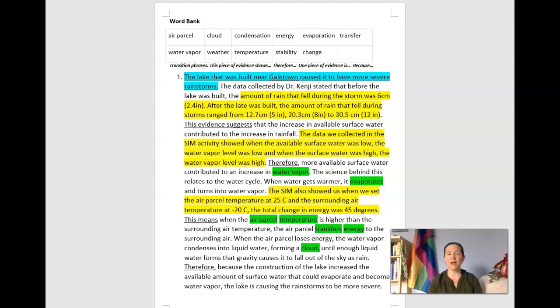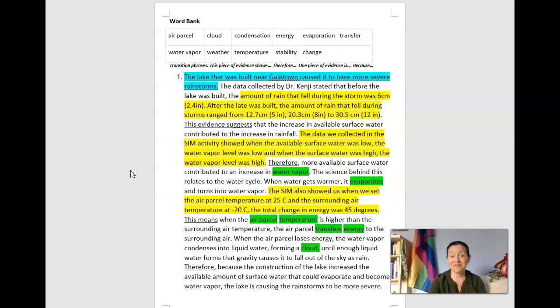Okay, we're back. You have your claim evidence reasoning and here's mine. So we're going to look at this one together. I have color coded it. I have my claim in blue. I have my 3 pieces of evidence in yellow. I have my transition phrases underlined. I have my vocabulary highlighted in green to kind of give you a sense of how I followed the instructions. Now I'm going to read it out loud, and you're going to think about whether or not I did a good job.